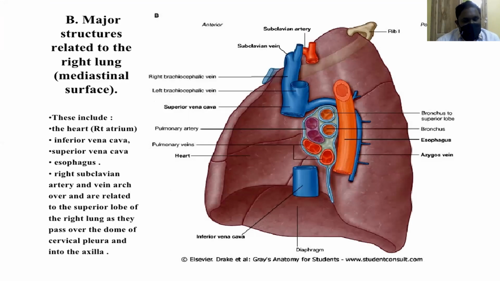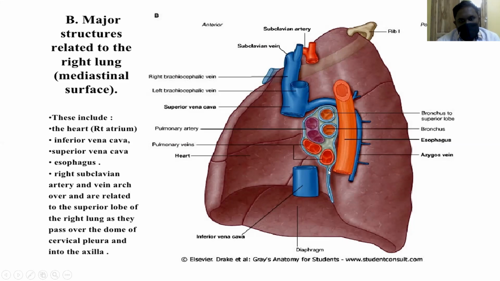These include the right atrium, inferior vena cava, superior vena cava, esophagus, and the right subclavian artery and vein, which arch over and are related to the superior lobe of the right lung as they pass over the lobe, the cervical pleura and into the axilla. This is the subclavian artery. This is the subclavian vein. This is the bronchus to the superior lobe. This is the bronchus. This is the esophagus. This is the azygos vein.